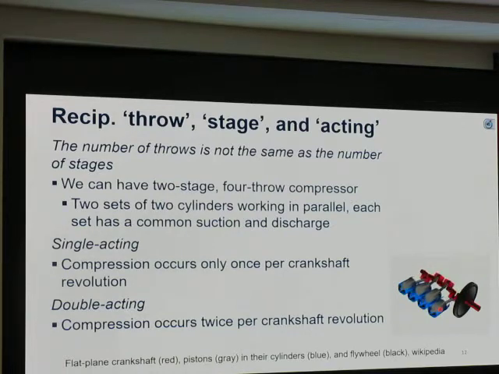Okay, your job is to explain what is the difference between acting and stage. Okay, what is the difference between number of throw and stage and acting? You have to know that.